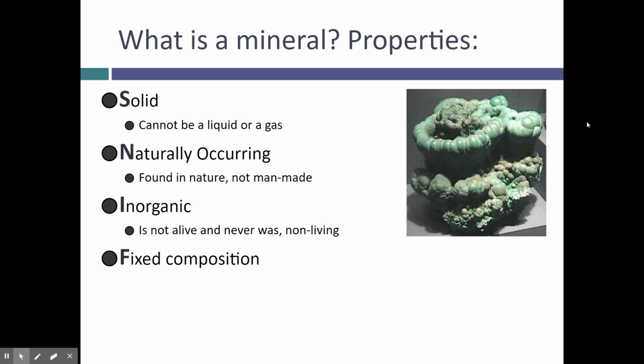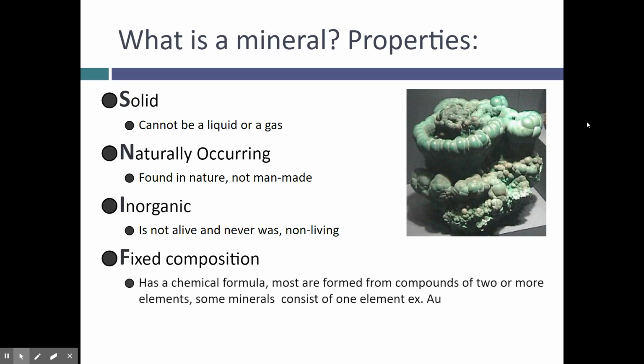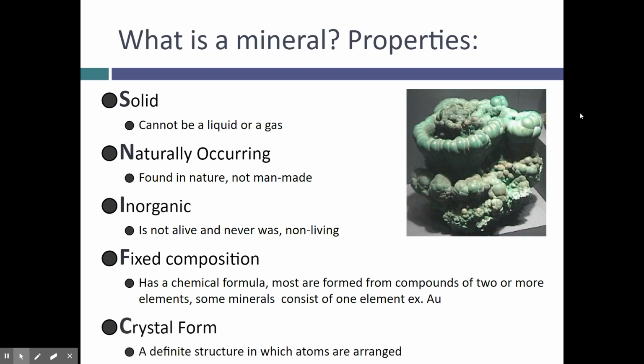A fixed composition. A fixed composition means it has a composition or a chemical formula made up of many compounds, or maybe just one single element, that is always the same. It does not change. It's kind of like H2O is always water. If you change that composition, it's no longer water. Okay, so it's got a fixed composition. And then the last one, a crystal form, which basically means it has atoms which are arranged in a way that makes it definitely that mineral. And that one's a little bit difficult to understand because you guys haven't taken chemistry yet. But crystal form we're going to look at as we move through here.